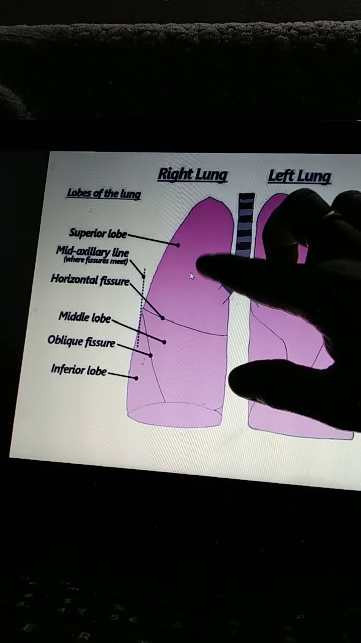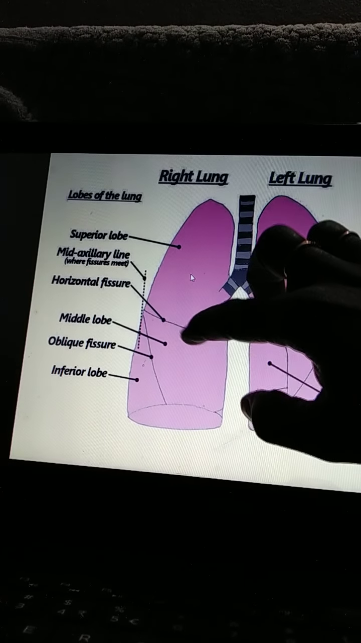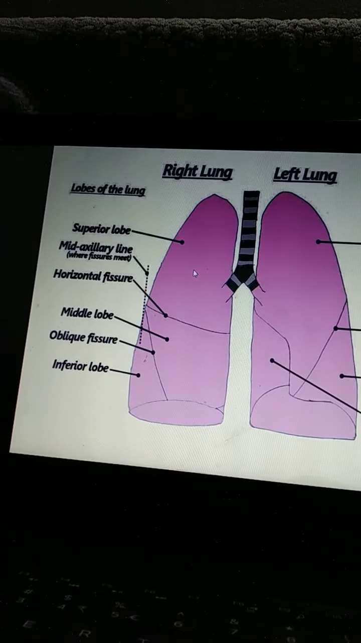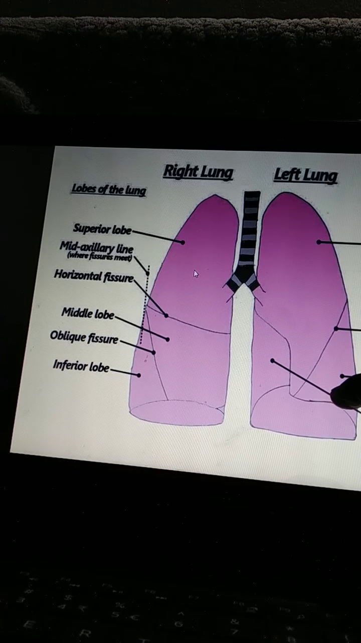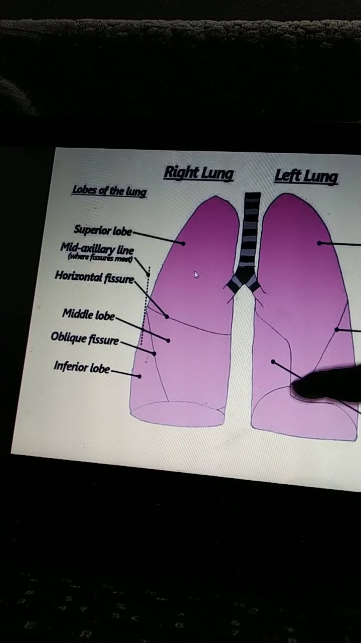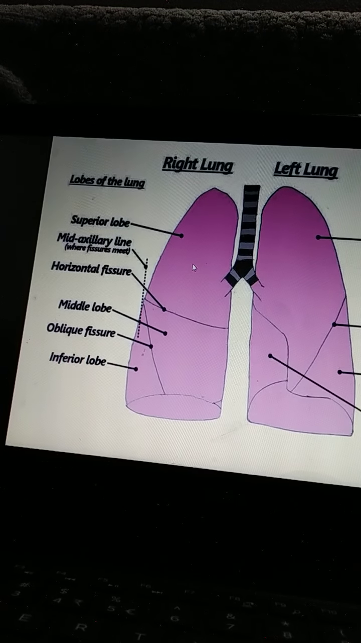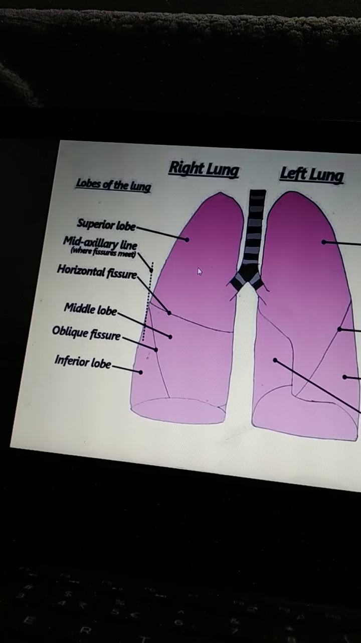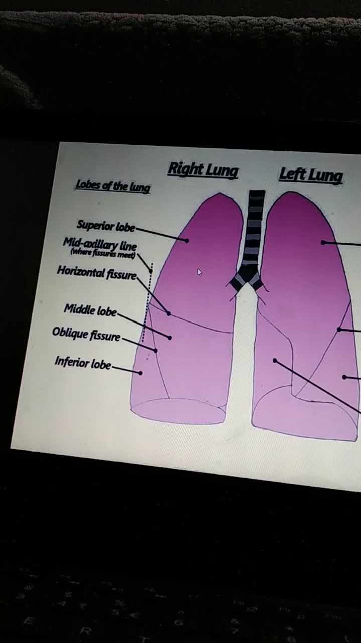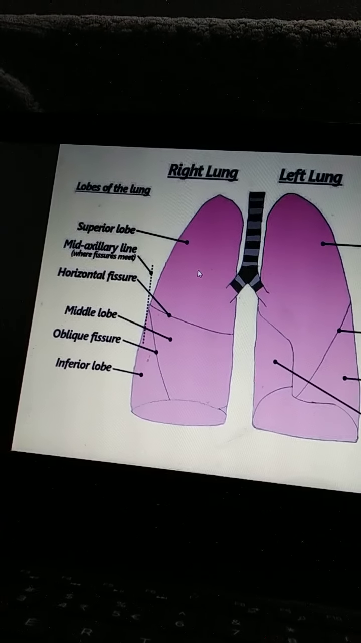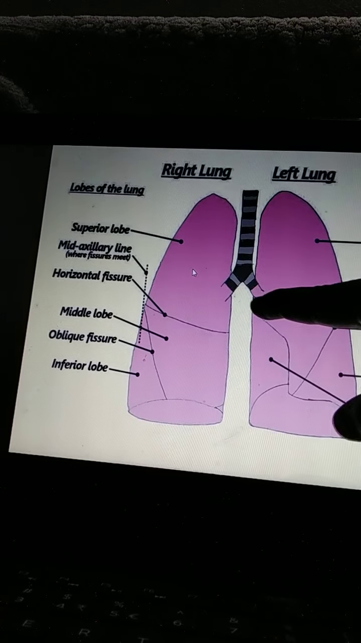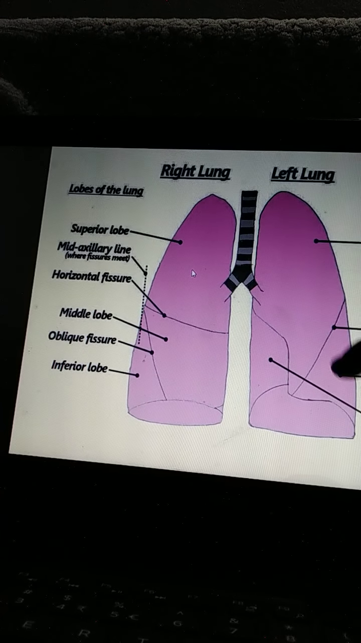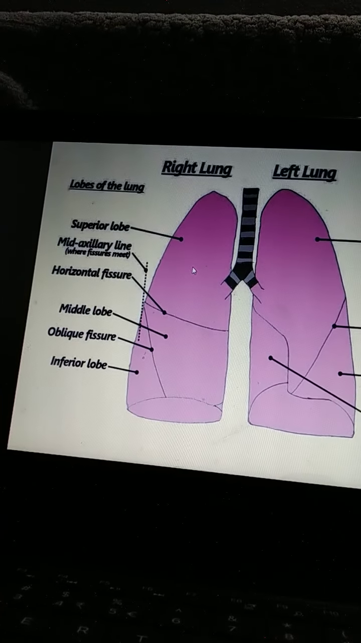Between upper and middle there is the horizontal fissure, between middle and lower the oblique fissure. Here between upper and lower there is an oblique fissure. The oblique fissure is common to both, while the horizontal fissure is present only in the right lung. Then here is the cardiac notch. Towards the mediastinum, the left lung forms a cardiac notch, where your heart is present.